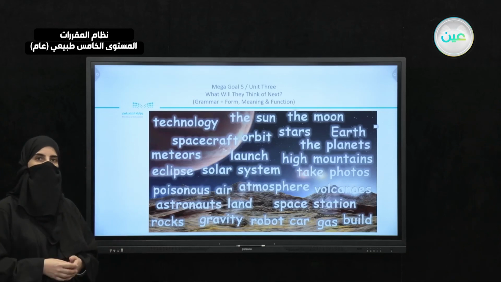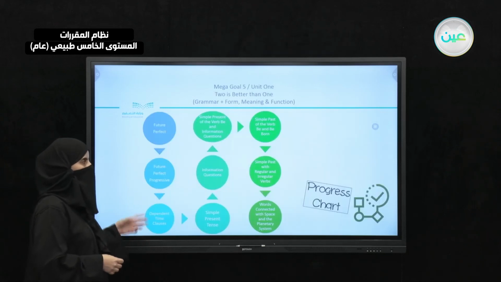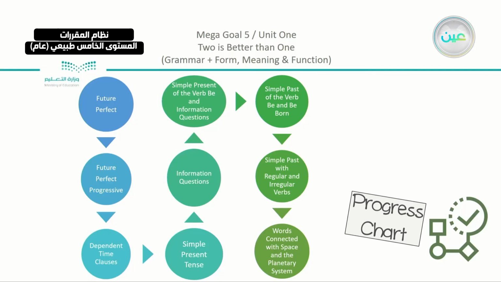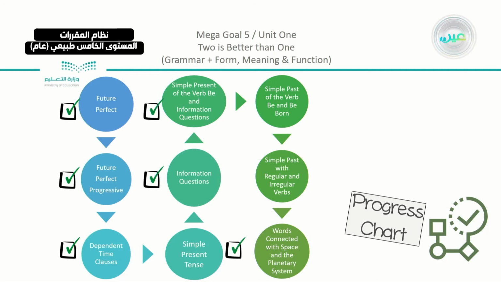So at the end of our lesson we have here, yes, we did discuss the future perfect. We also had focus on the future perfect progressive, and we used the dependent time clauses. We had also a look at the simple present tense. We formed information questions. We also used the simple present and the simple past in our questions. We had the simple past with regular and irregular verbs, the discussion about it. And we had the look just on the words that were connected to space.